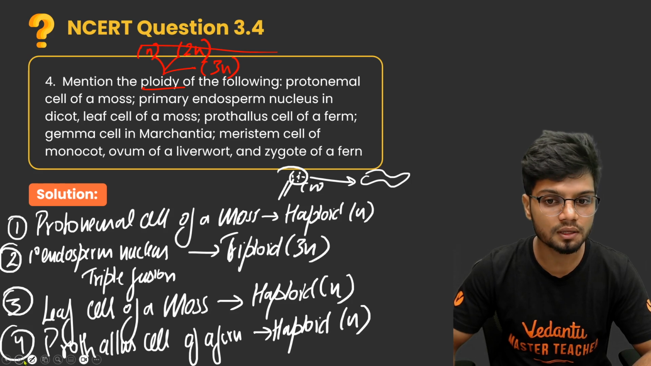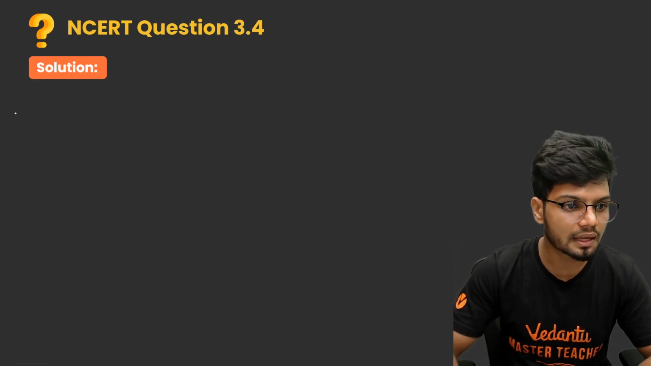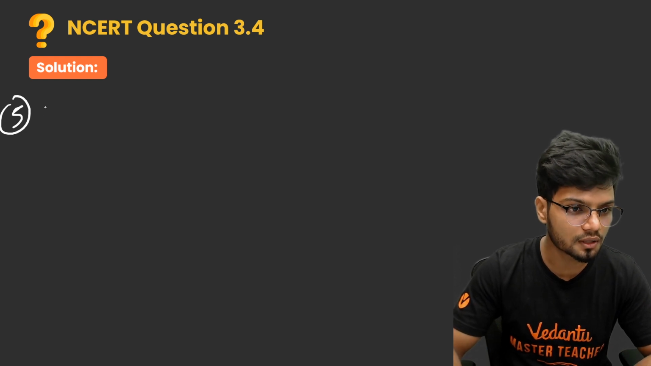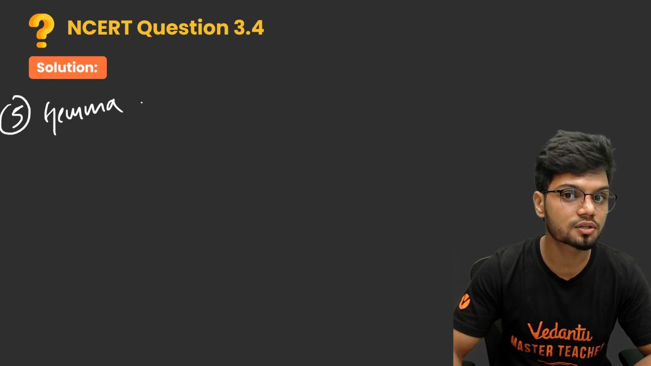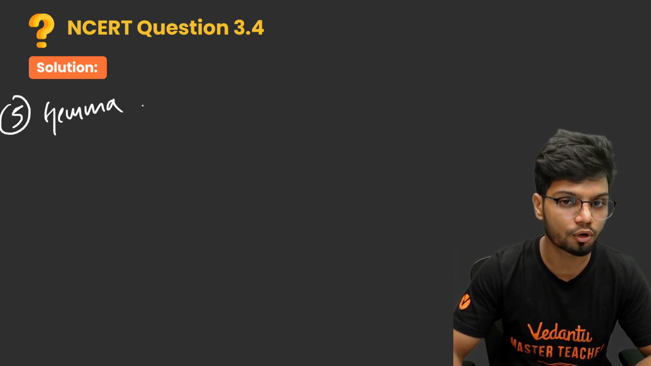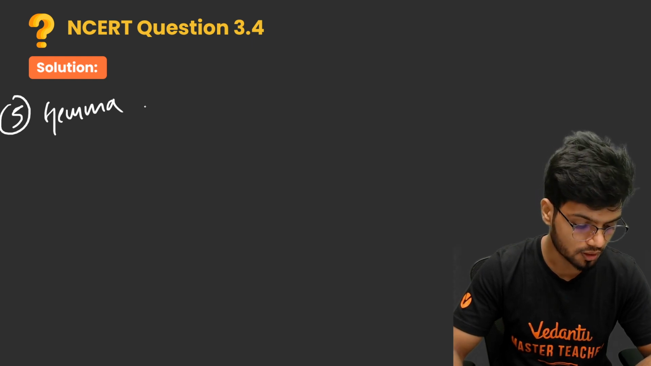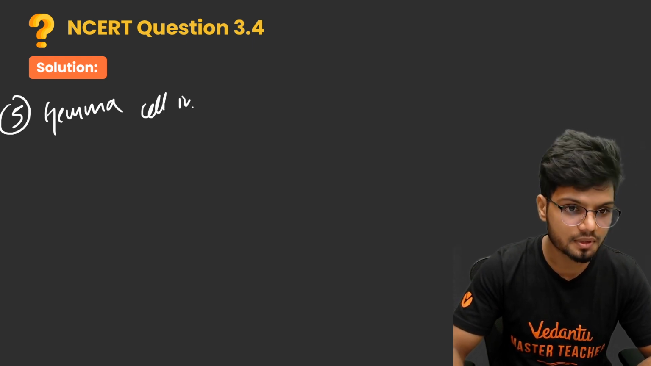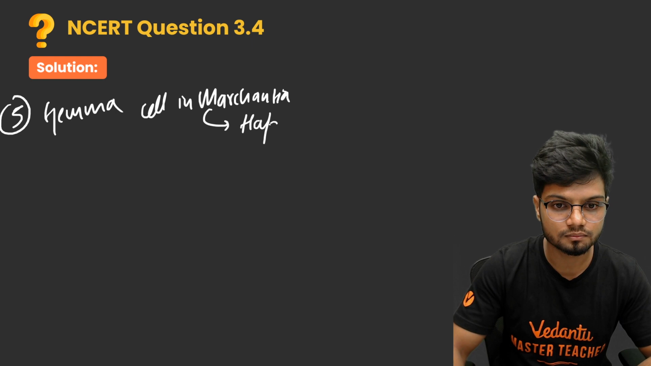The fifth one is the gemma cells in Marchantia. Extremely easy to answer. Gemma cells are part of asexual reproduction. In asexual reproduction, there is no change in ploidy, and they are mostly haploid in nature. So gemma cells in Marchantia are haploid. That is n.